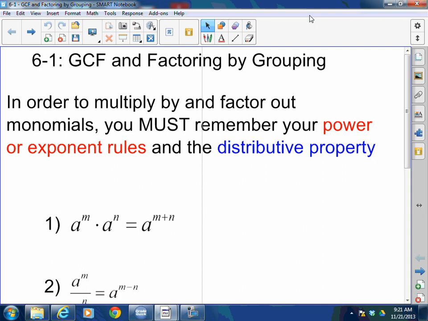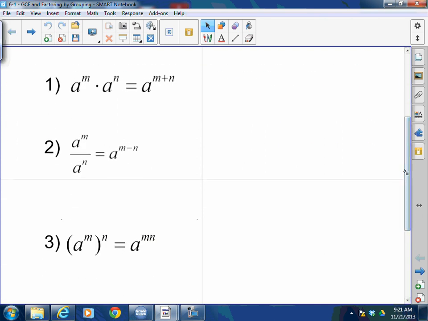Now, in order to multiply by and factor out monomials, you must remember your power or exponent rules and the distributive property. We just had a test on this. This should take us about 3 seconds. It's not a big deal.